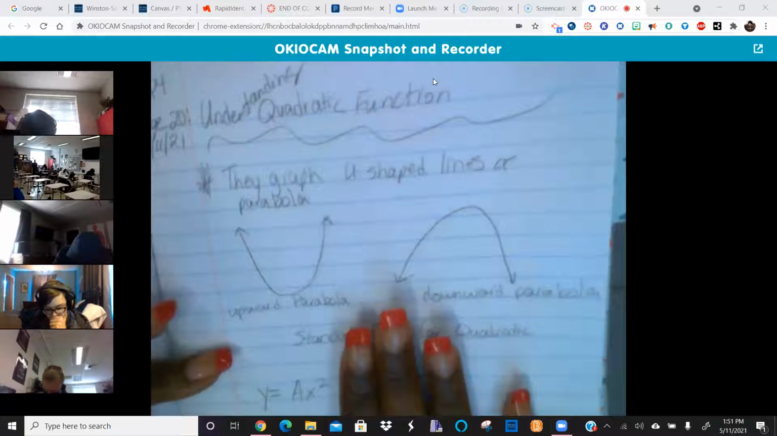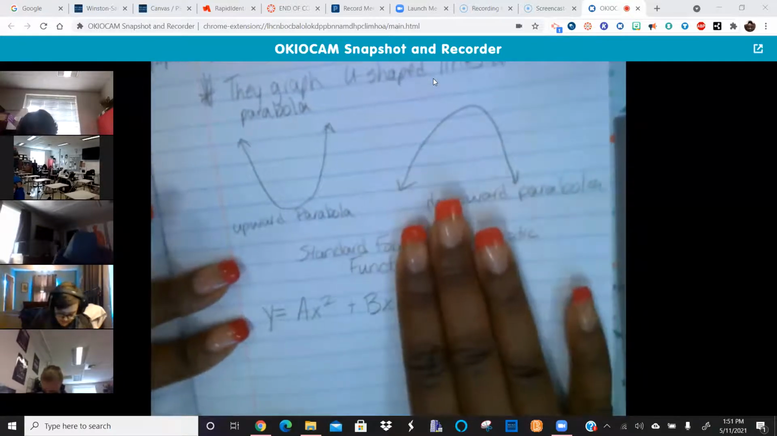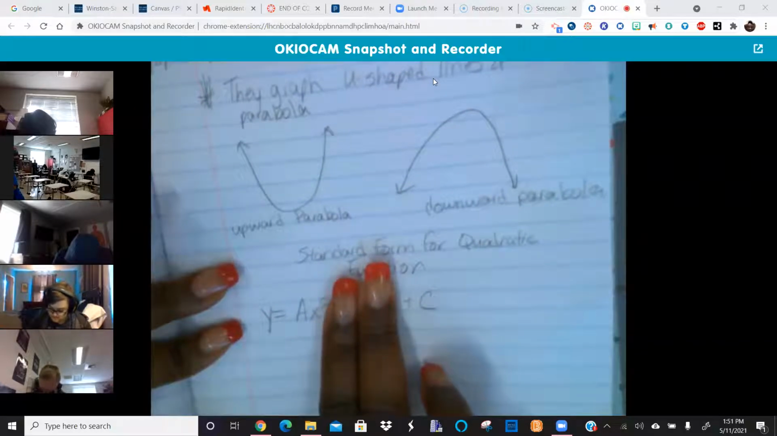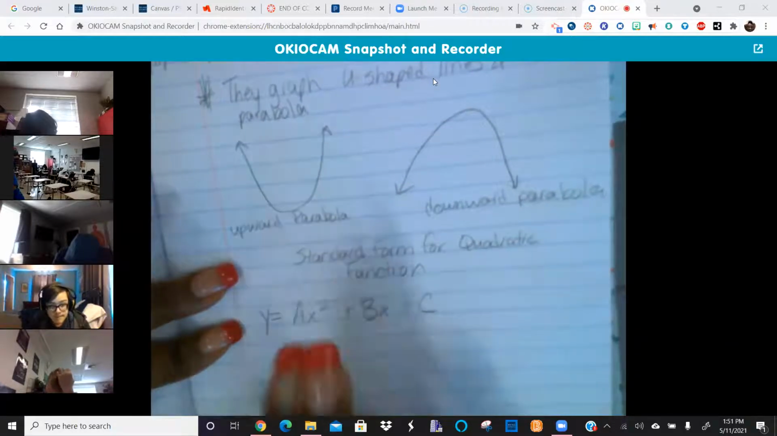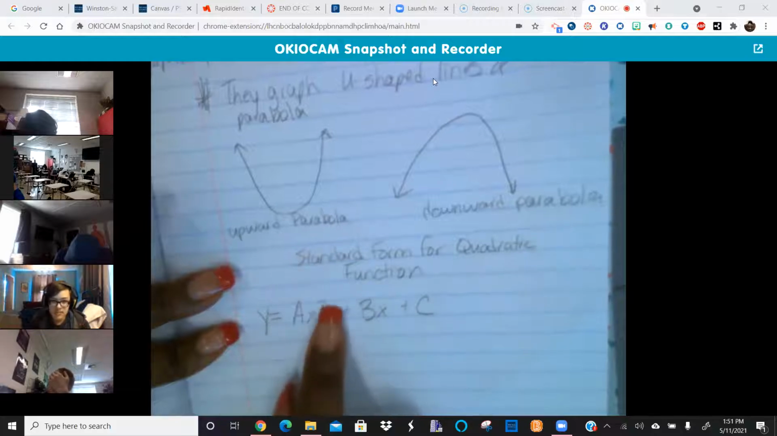Without this x squared term, it would not be a quadratic function. This is a quadratic function. You can have even this as a quadratic function. And you can have just these two terms. This is still a quadratic function. But without this, it is not a quadratic function. It has to have the x squared term.